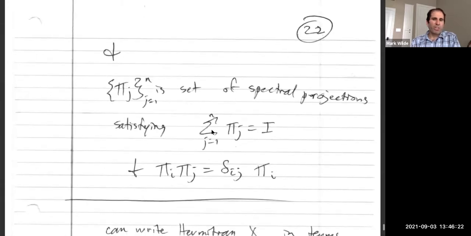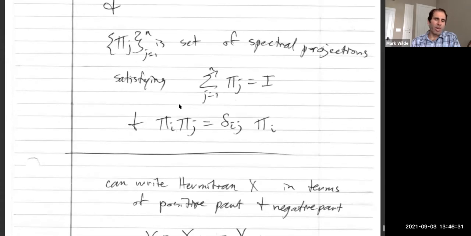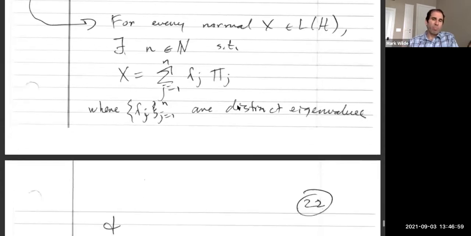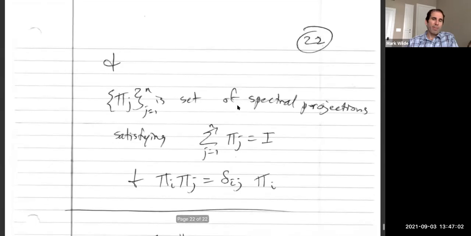These spectral projections satisfy the completeness relation, such that if you sum them, you get the identity, and they are orthogonal to each other. Okay. So how does this get used? In the context of quantum mechanics, a Hermitian X is what we call an observable. Hermitian operators will have real eigenvalues. So the eigenvalues will correspond to the values that you measure, and the measurement will be described by these projections. Okay.